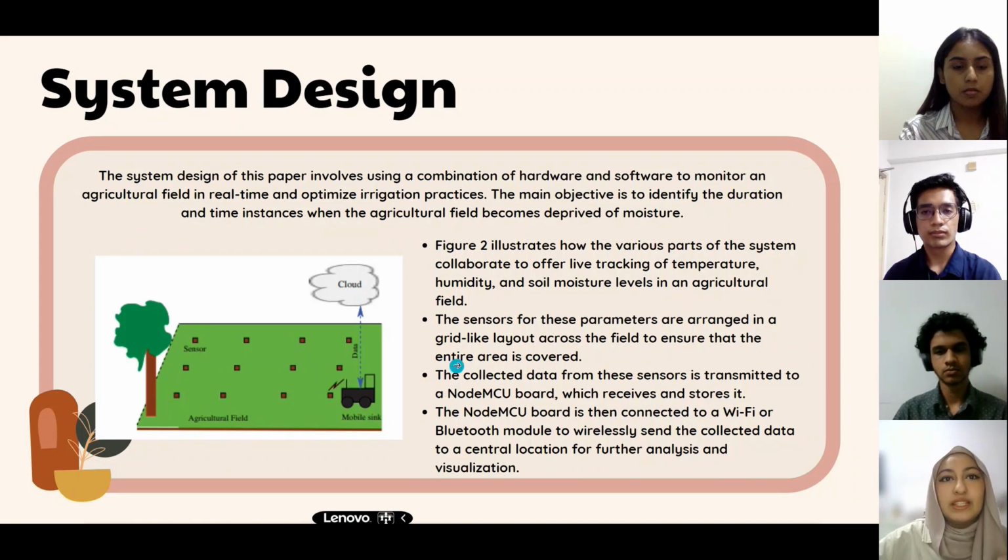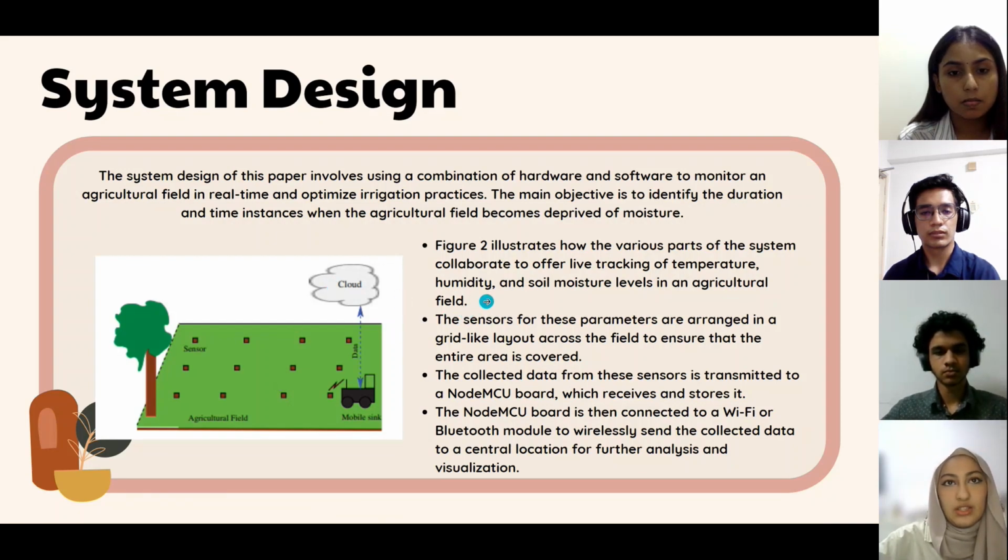Sensors are arranged in a grid-like layout. Once the data is collected from these sensors, it will go to a Node MCU board, which stores it, and that board itself is connected to Wi-Fi and Bluetooth, which will wirelessly send the collected data to a centralized location for further analysis and visualization.